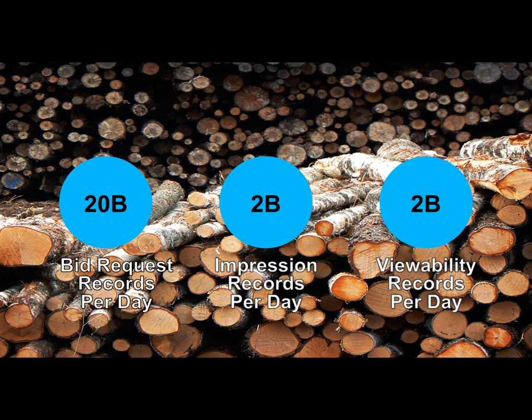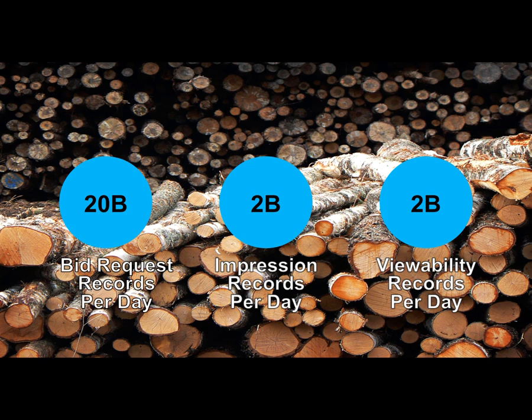So the volume of data that we need to process to generate these forecasts is pretty large. We participate in, just in terms of display ads, 20 billion auctions. Those generate 20 billion records. We display 2 billion ads, and just because we displayed an ad doesn't mean it was actually viewable to the user. So we also generate a similar number of viewability records. Those are records that let us know whether a user actually saw the ad or not.